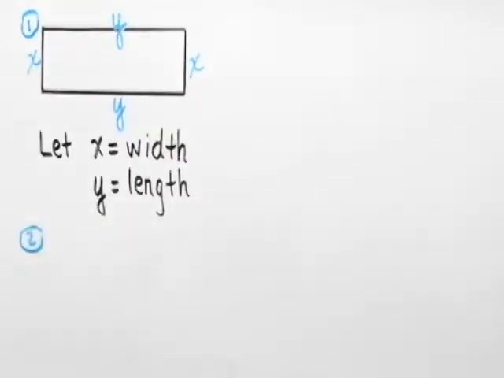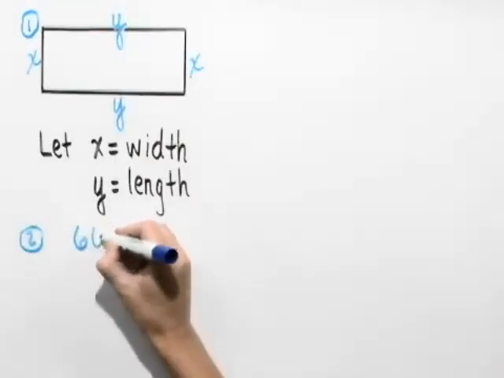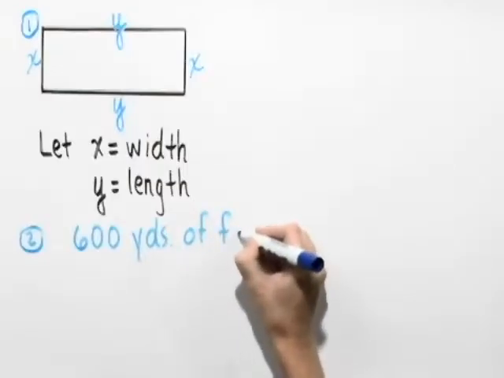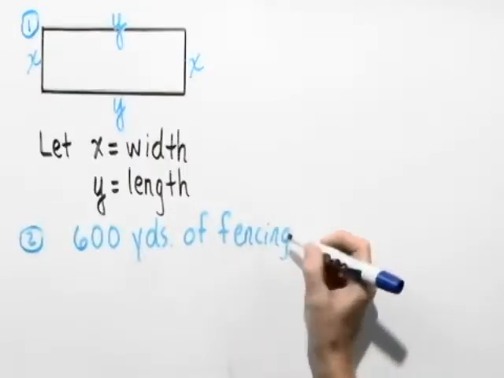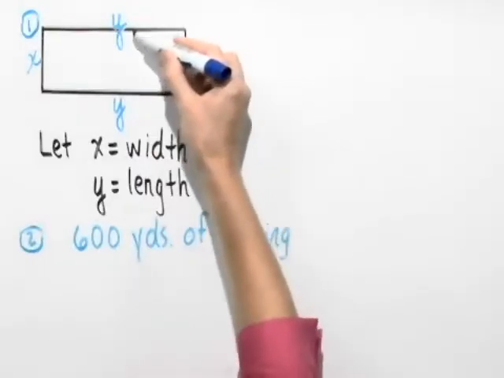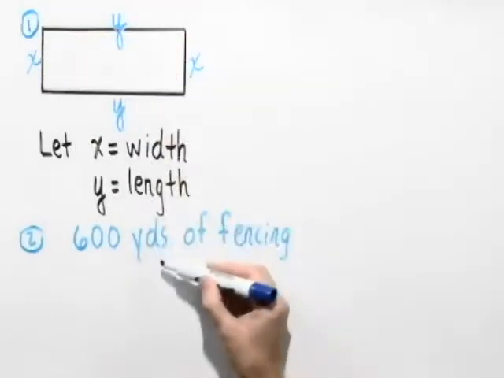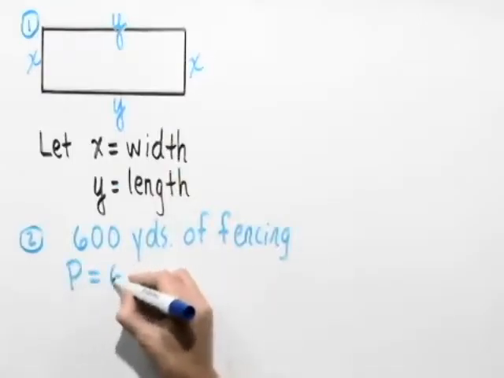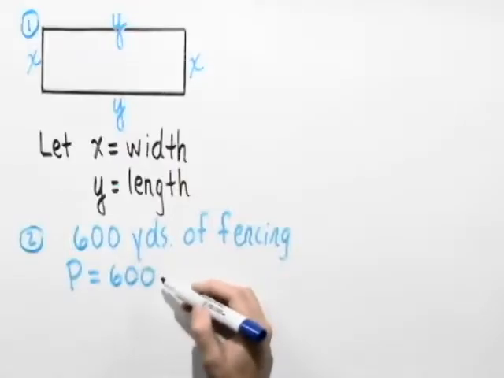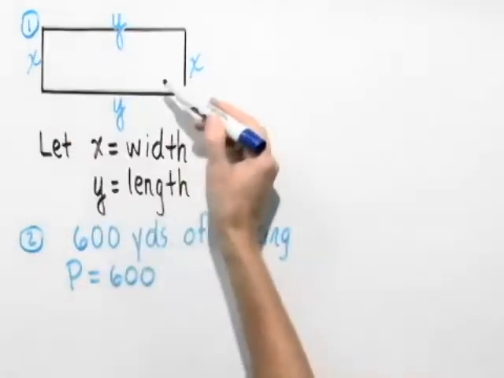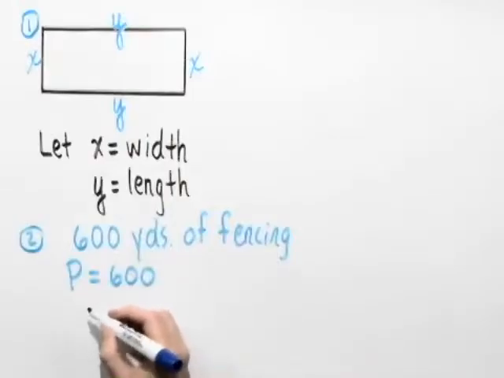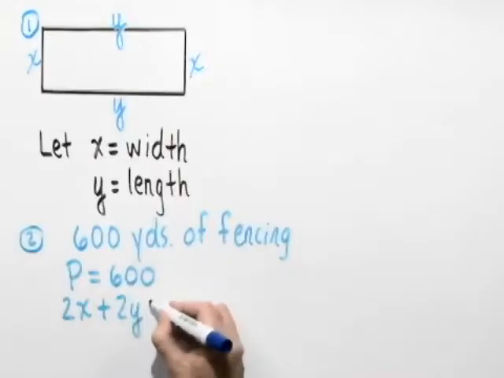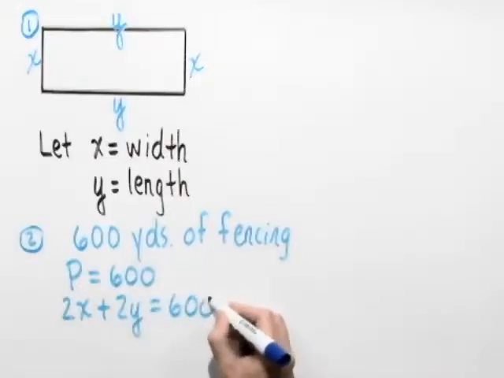We're told that we have 600 yards of fencing. So we know we have 600 yards of fencing, which means our perimeter around this rectangular box is equal to 600 yards. So the perimeter, I'll use P, equals 600. I can get the perimeter by taking 2 times x plus 2 times y. So I can say that 2 times x plus 2 times y is equal to 600.